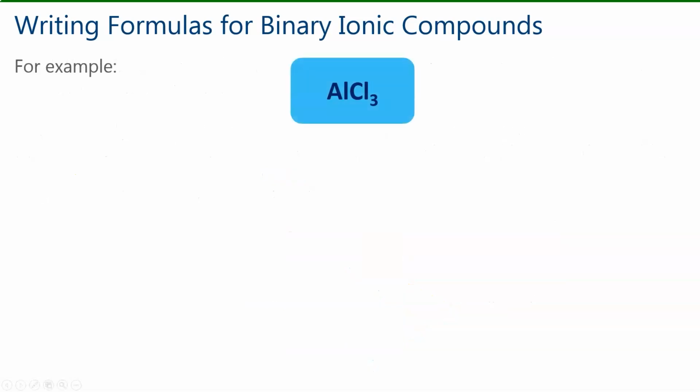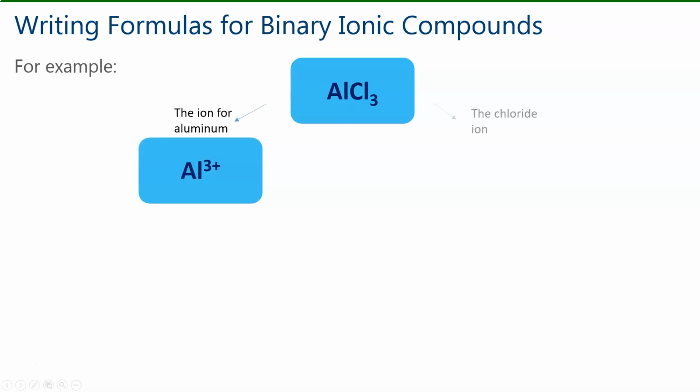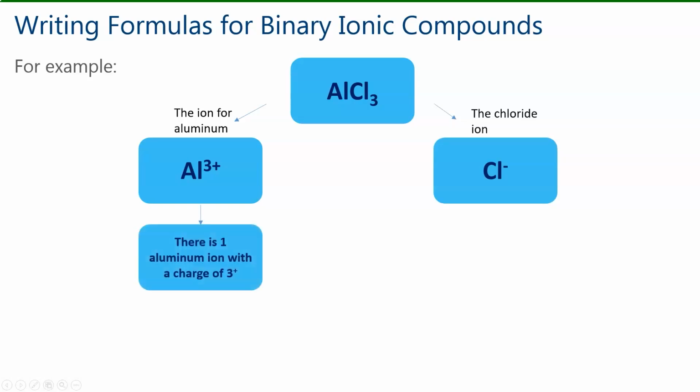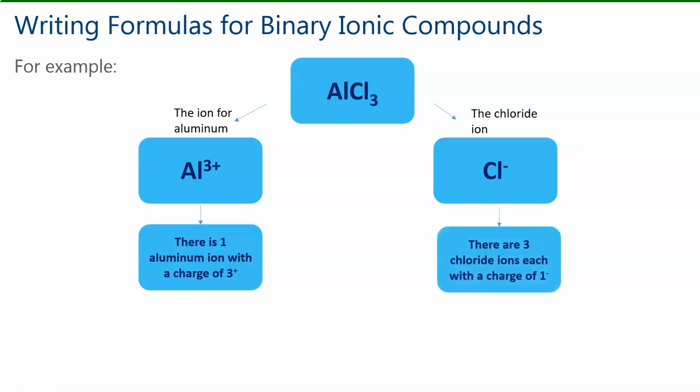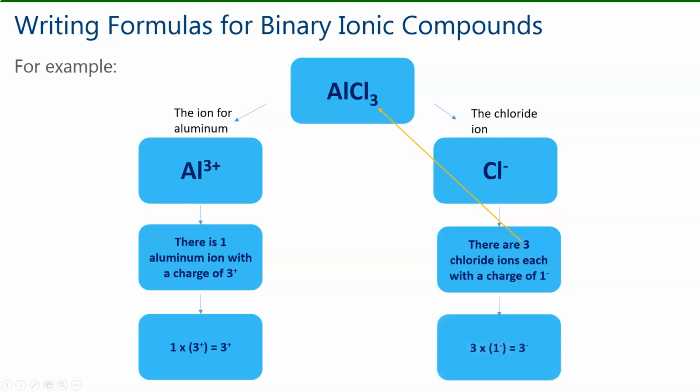Let's look at aluminum chloride as an example. The ion for aluminum has three positive charges, and the chloride ion has a negative charge. So we have one aluminum ion with a charge of positive 3, and we have three chloride ions each with a charge of negative 1. 1 times positive 3 for our aluminum ions gives us positive 3, and 3 times negative 1 for our chloride ions gives us negative 3. The net charge is 0 and balanced out.